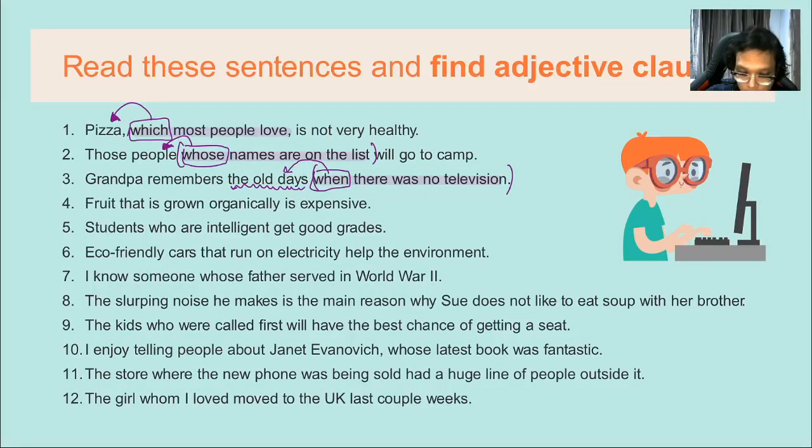Okay, so here we have three sentences. What about number 4? Fruit that is grown organically is expensive. The answer is right here: that is grown organically. I'm going to put the brackets right here, referring to the word fruit, and put the relative pronoun in a circle. Okay, what about the last one, and then I will give you the key answers. Students who are intelligent get good grades.